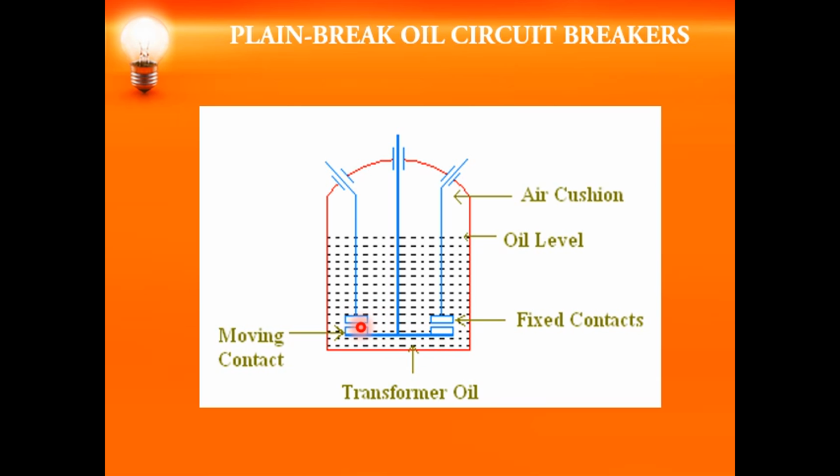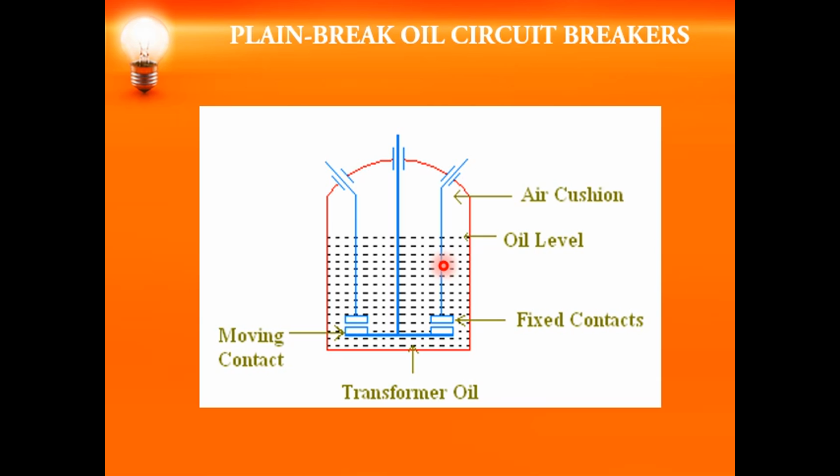You have the fixed contacts on the top. It is a double break type. So the top one is your fixed contact and the bottom one is the moving contact. That gives you two breaks. This is the first break and this is the second break. The tank which is present should be very strong, and it should be earthed. The tank should be earthed.